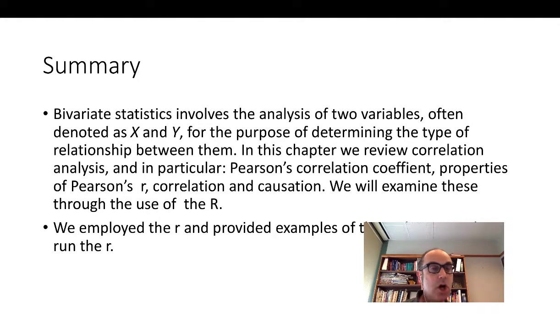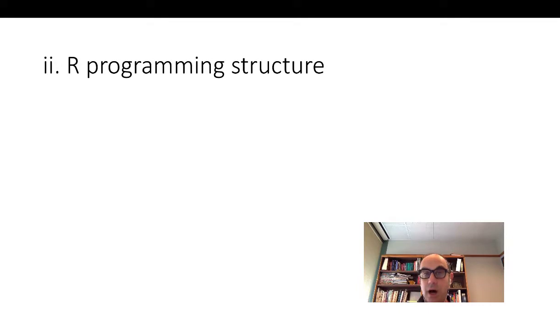So today in this module, I covered the idea of two-variable bivariate statistics that involve the analysis of X and Y, or any other two variables that are different from each other. In this chapter, we reviewed correlation analysis, and in particular, the Pearson correlation coefficient, the properties of Pearson's R correlation, and causality, and we examined it through the eyes of R. We employed R to provide us examples of the code that we are required to run in R.